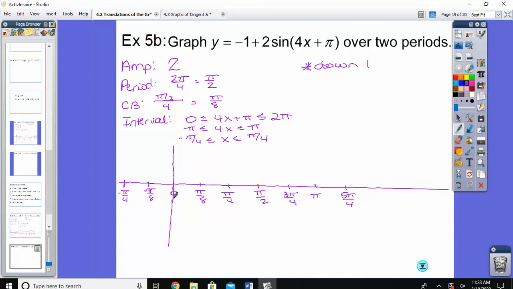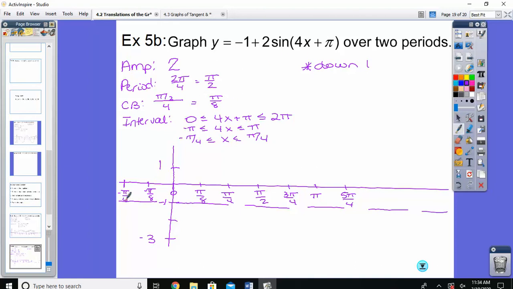We are going down 1. So at negative 1, you draw your dashed line. Amplitude is 2, so you'll be going 2 above that, which would take you to positive 1, or 2 below that, which would take you to negative 3.